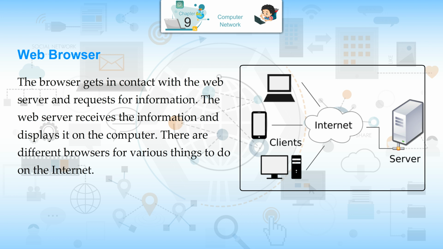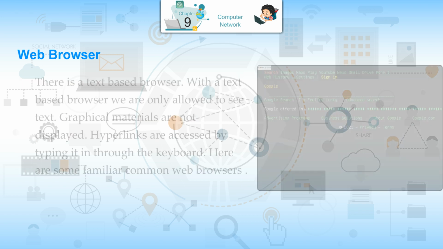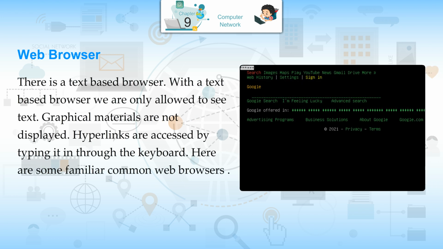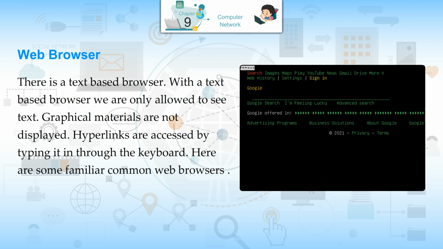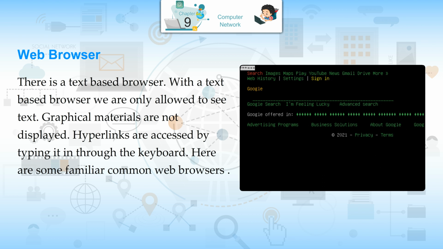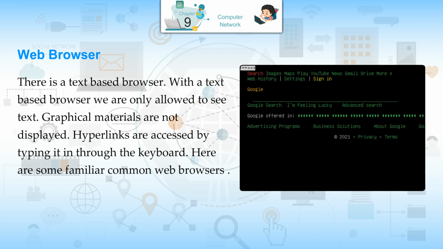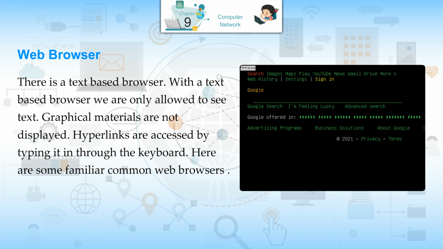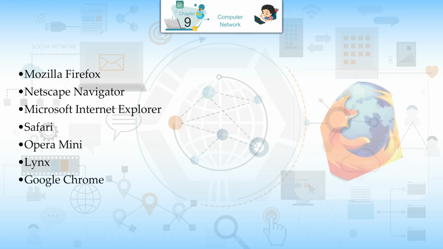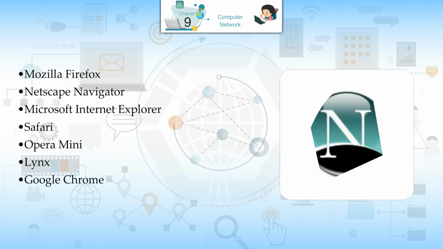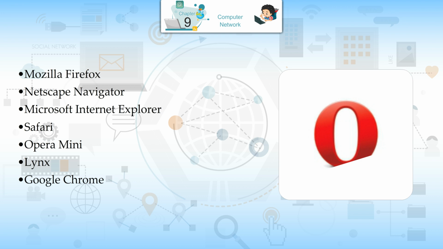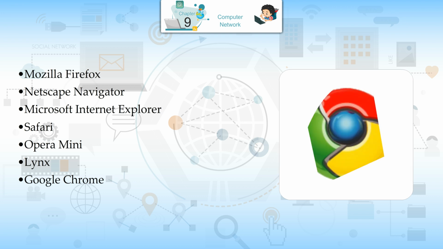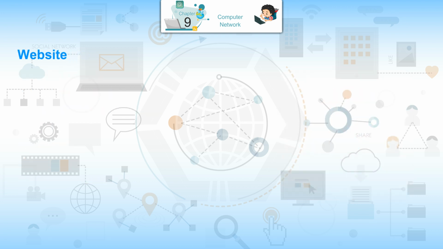There are different browsers for various things to do on the internet. There is a text-based browser. With a text-based browser, we are only allowed to see text. Graphical materials are not displayed. Hyperlinks are accessed by typing them in through the keyboard. Here are some familiar common web browsers: Mozilla Firefox, Netscape Navigator, Microsoft Internet Explorer, Safari, Opera Mini, Linux, Google Chrome.